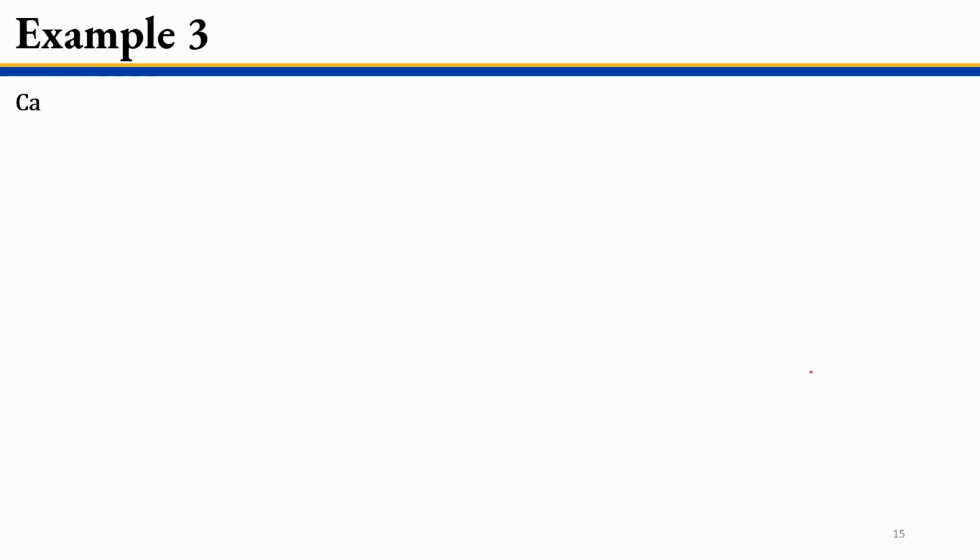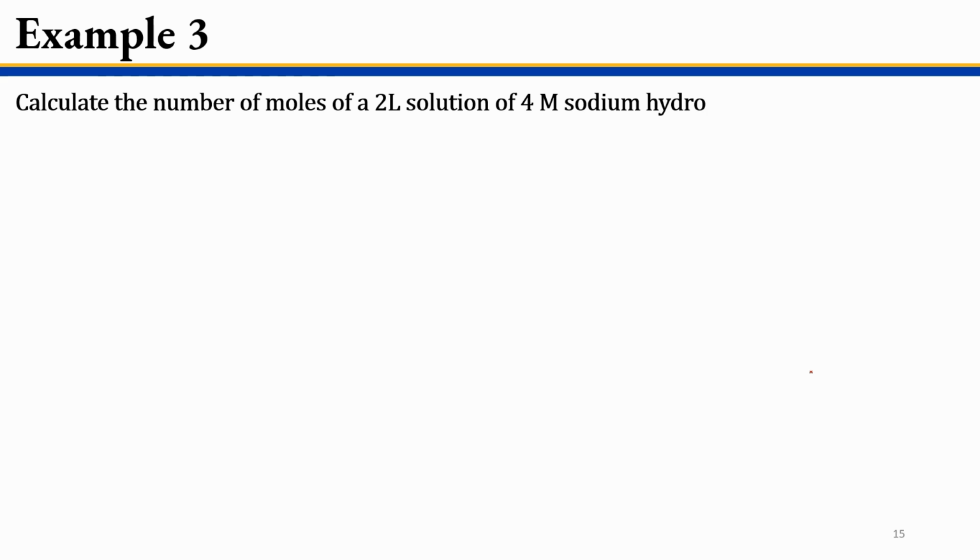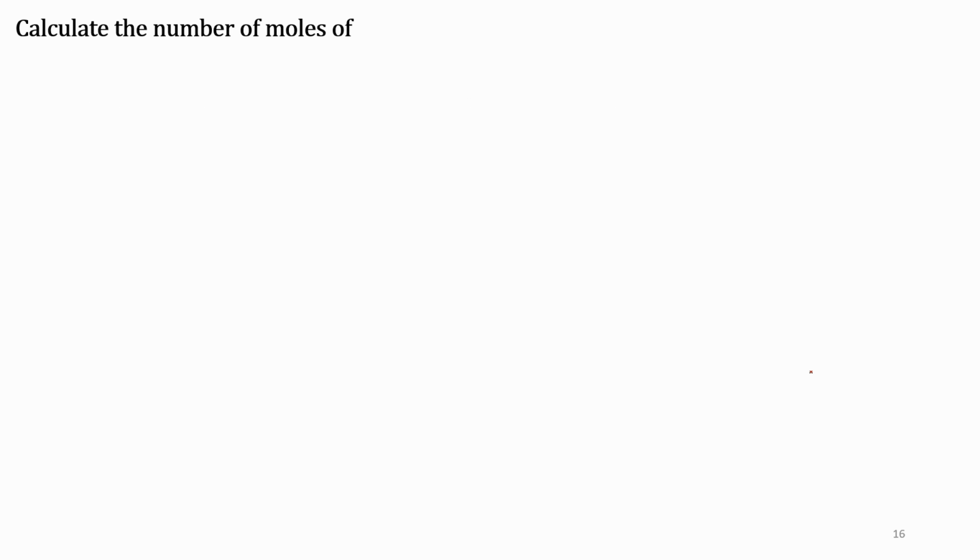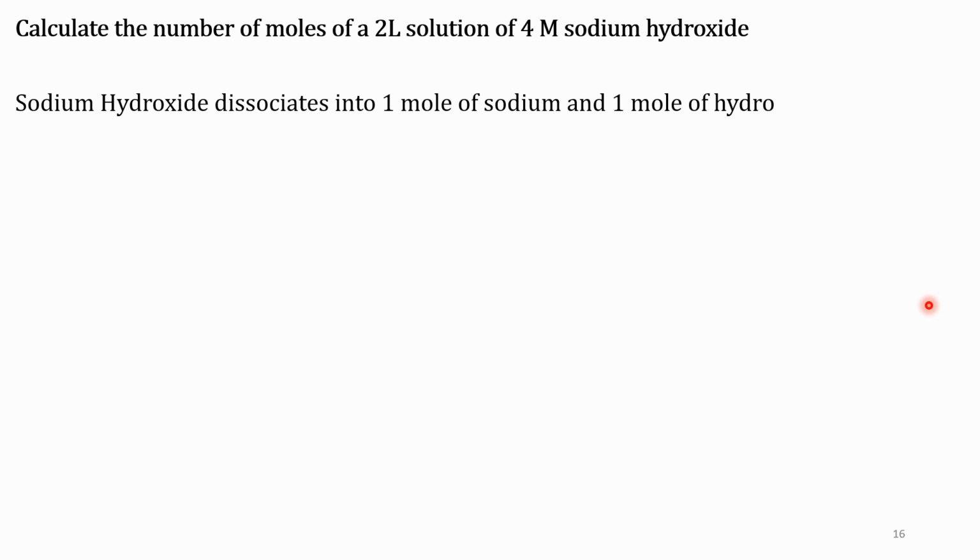Example 3. Calculate the number of moles in a 2-liter solution of 4 molar sodium hydroxide. Try it first before moving on. Sodium hydroxide dissociates into 1 mole of sodium and 1 mole of hydroxide. This is given by this equation, which says NaOH solid dissociates into 1 mole of Na+ in the aqueous phase and 1 mole of hydroxide in the aqueous phase.